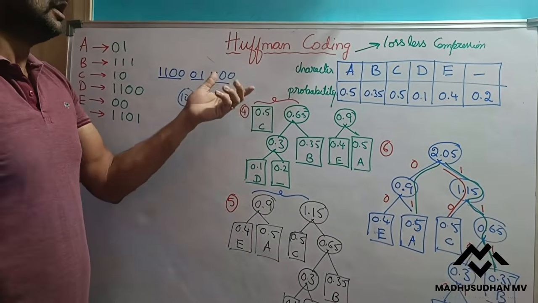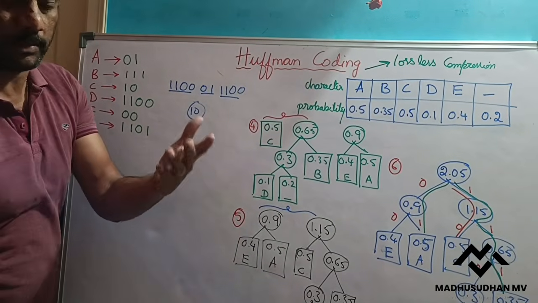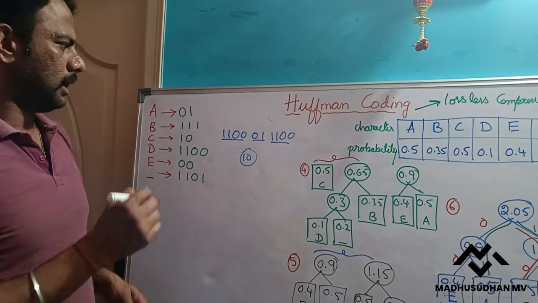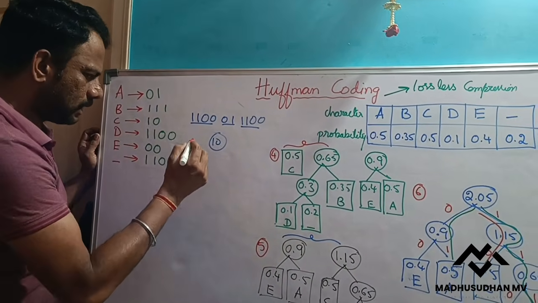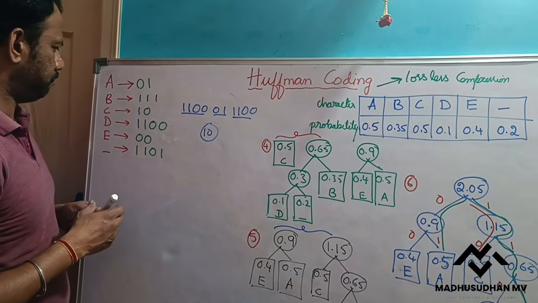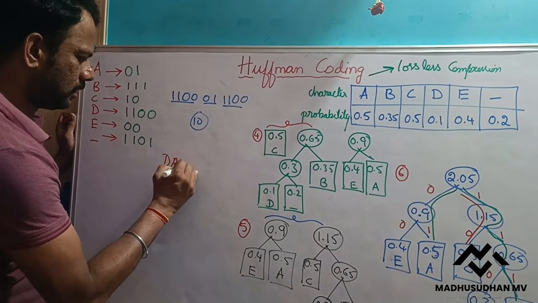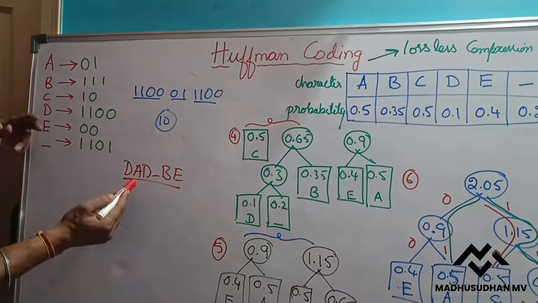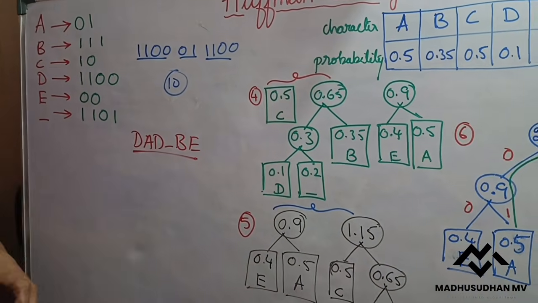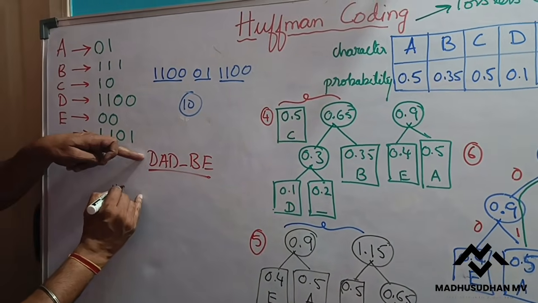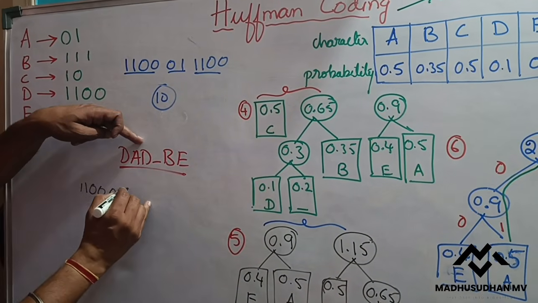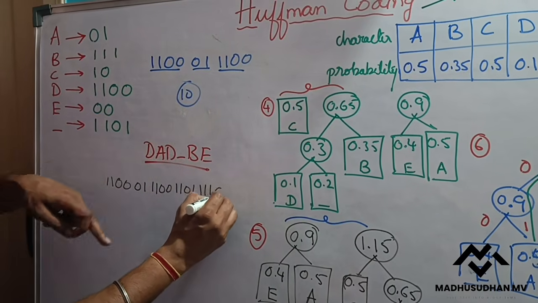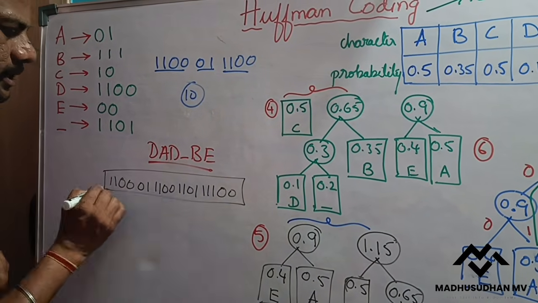Okay, it is lossless. Now assume, so this is decode. For example, assume in your exam, they can ask, encode the text. Let us take DAD_BE, for example. This you need to encode. Encode means what? Already I know the code of these characters. Simply replace these characters by this code. That's it. D is 1100. A is 01. D is 1100. Underscore is 1101. B is 1111. E is 00. This is the encoded text of DAD_BE.